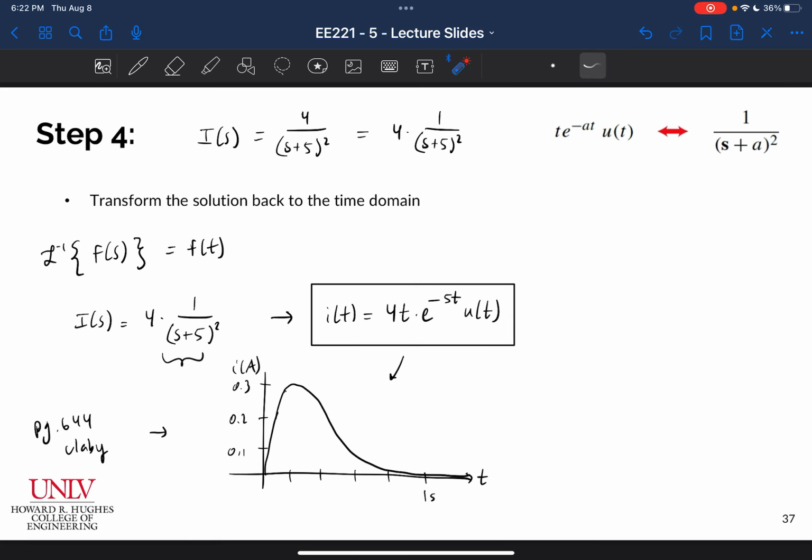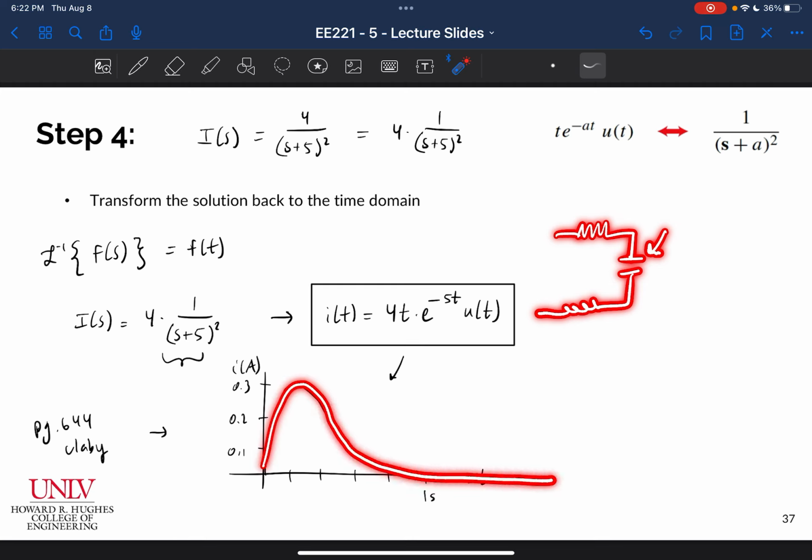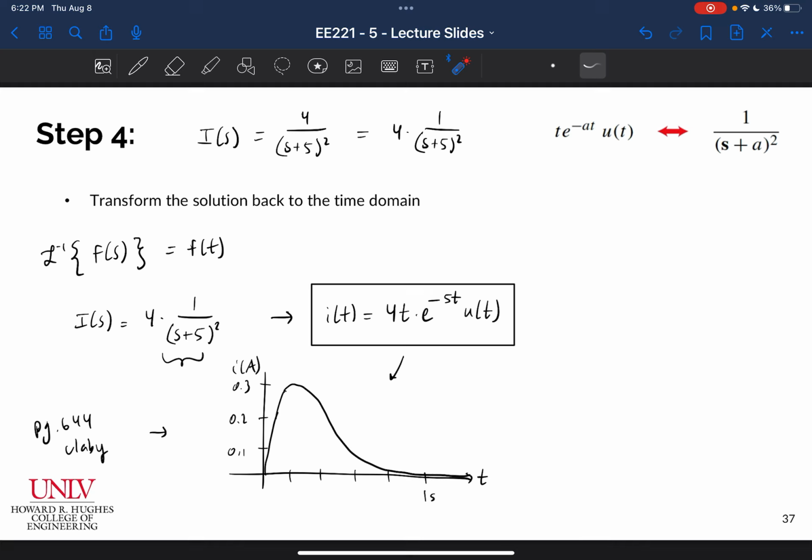Why is that the case? Because this circuit has a resistor, a capacitor, and an inductor in series, and a capacitor is an open for DC, right? So once all the transient behavior dies out here, we would expect there to be 0 current flowing in the circuit, okay? So I'm going to go ahead and end this video here. That's the 4-step process for how to solve circuits using Laplace transforms.